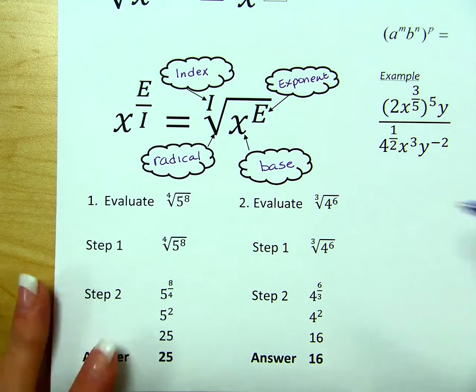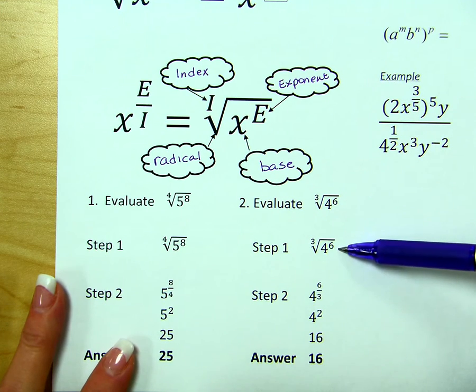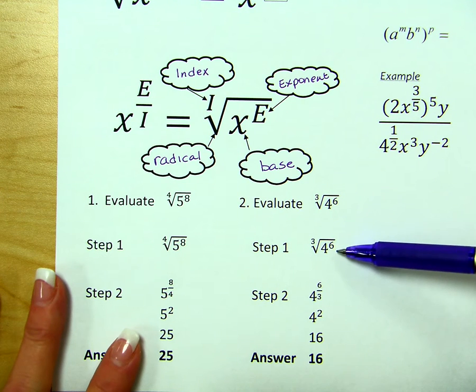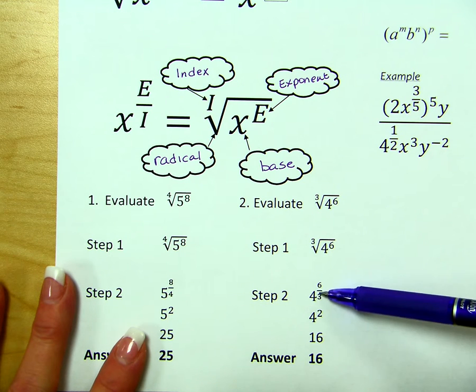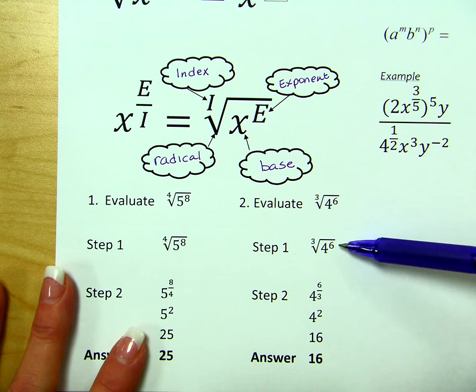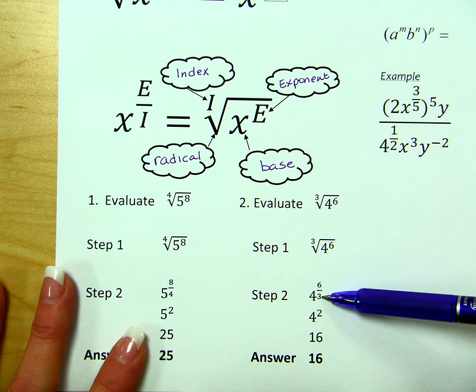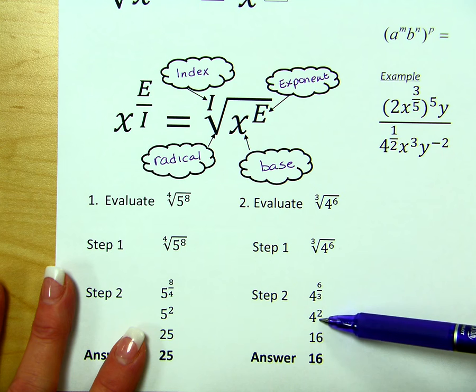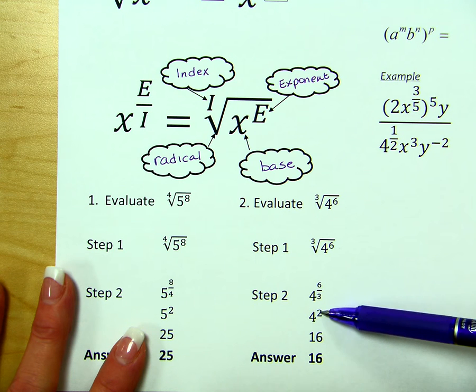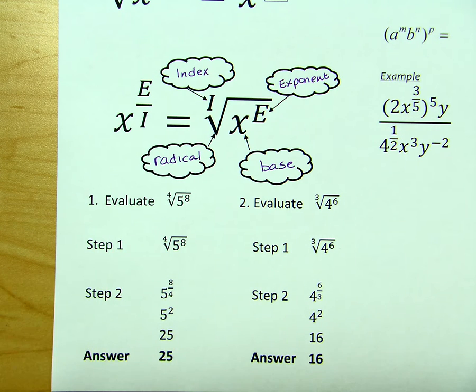For our second problem, they're asking us to take the cube root. That's what it means when it has a 3 as an index. We take the cube root of 4 raised to the 6th power. So here we rewrite it in rational form. We have 6 over 3. So 6 over 3 will simplify to be 2. So here we take the 4 and we square it and we get 16.